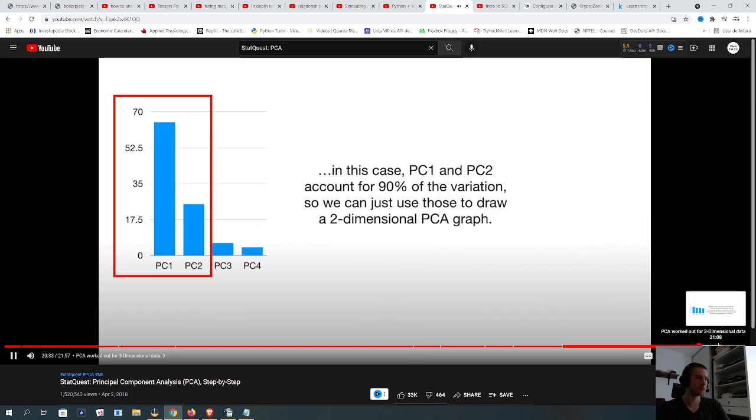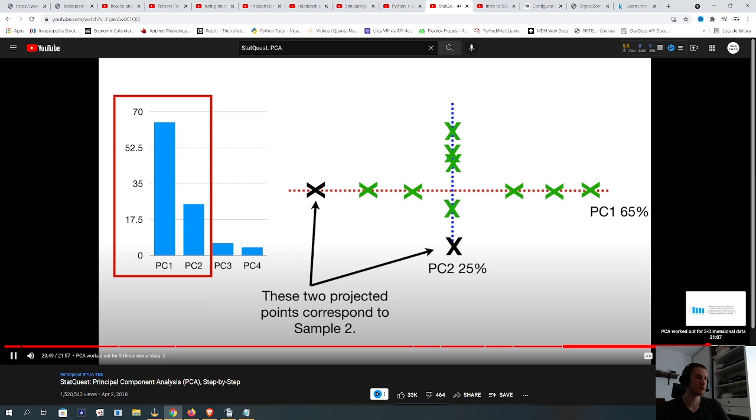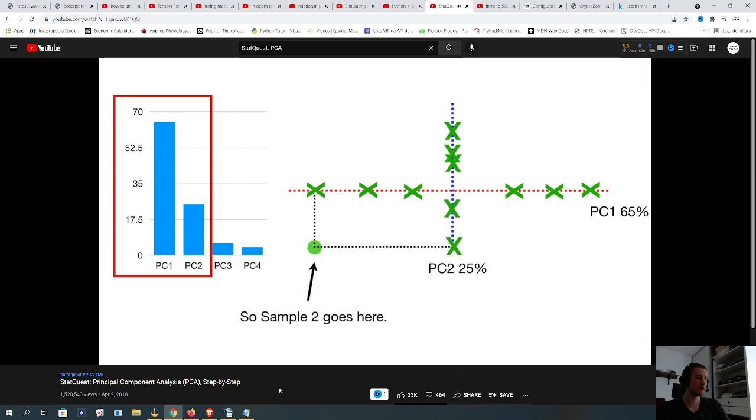In this case, PC1 and PC2 account for 90% of the variation, so we can just use those to draw a 2-dimensional PCA graph. So we project the samples onto the first 2 PCs. These 2 projected points correspond to sample 2. So sample 2 goes here.